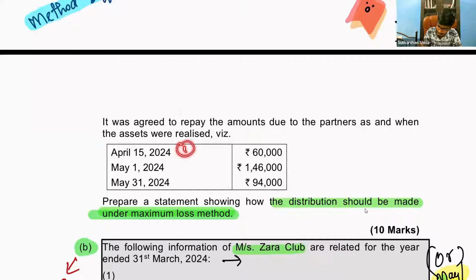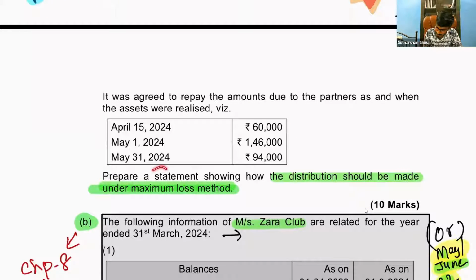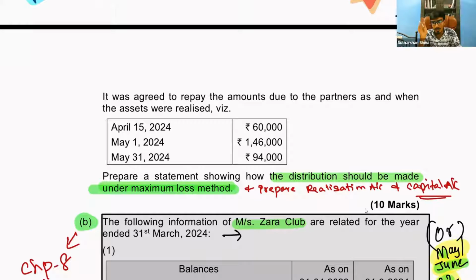Okay. Under the maximum loss method, this is one way. I will give you one more thing as bonus content: prepare the realization account and capital account from that given value. How can you do it? You will see the maximum loss method, right? From that, how you can prepare a realization account and how you can prepare a capital account, that we will see. That is bonus content for you, especially those who are attending the live. You will have a good interactive session with us.